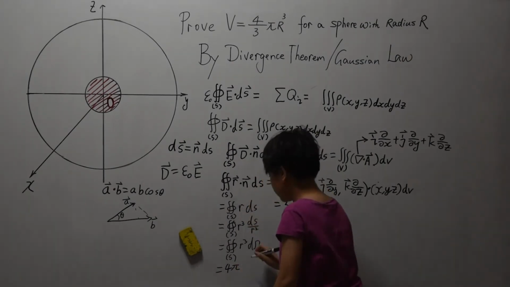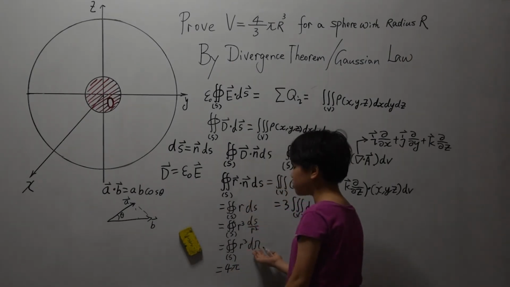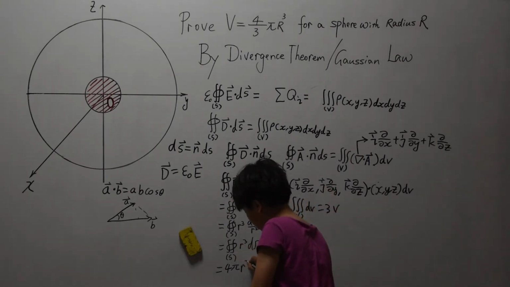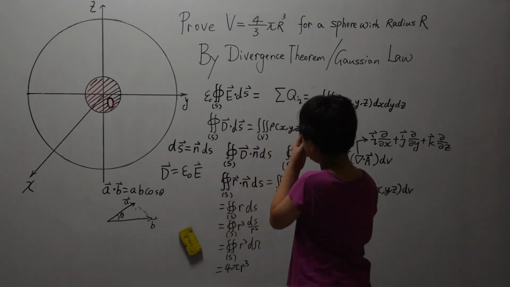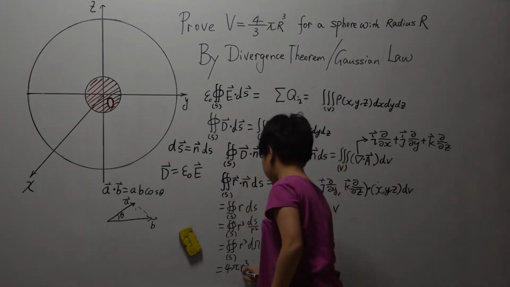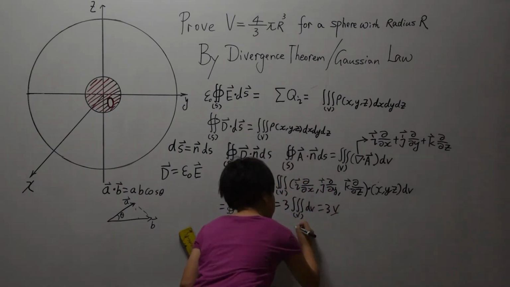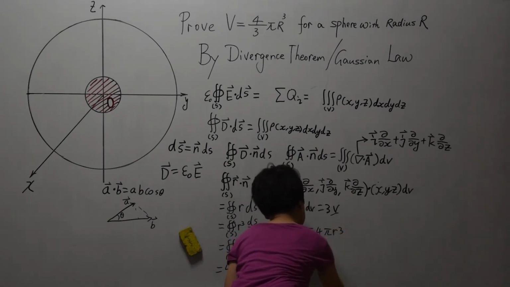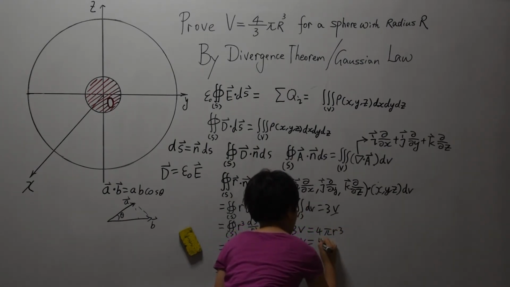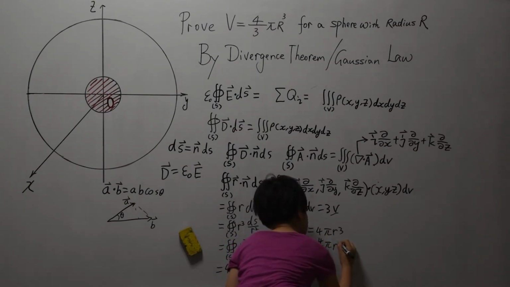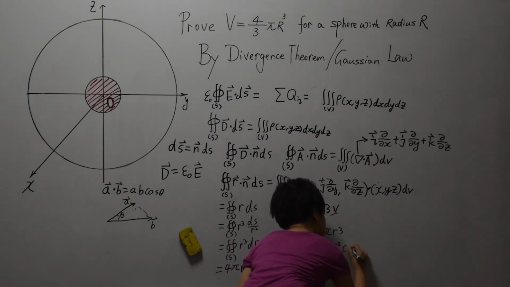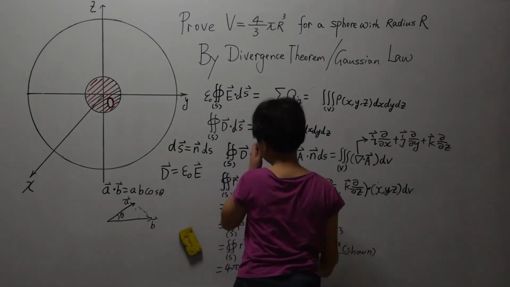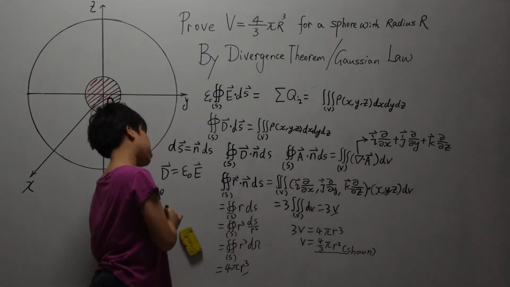Okay? But wait, 4 pi is only for the solid angle. What about this r cube? Yes, there will also be this r cube. Okay? Now, back to this part. These two are the same, right? So basically 3v equals 4 pi r cubed. So what is v? V is 4 over 3 pi r cubed, and here shown. Now we have proven what v is.